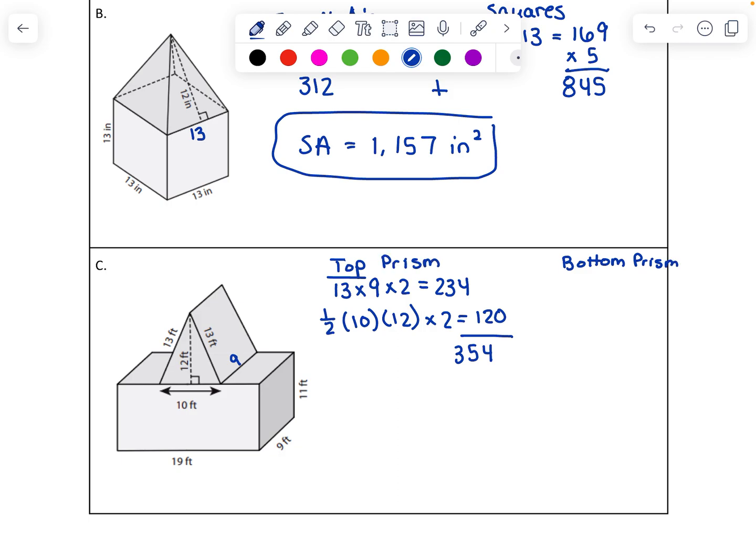And then you have the bottom prism, which is a rectangular prism. So I have some rectangles on both ends. I have 9 by 11. And we're actually going to find the whole prism, and then we're just going to subtract out this bottom that you would see where it's covered up. Like if I pretend that was there, we're going to X out that bottom. So we're going to find the whole prism and then just take that part away that would be covering it up. So 19 by 9 and 19 by 11.